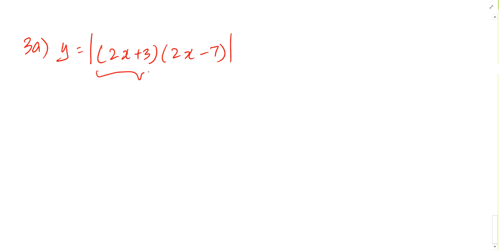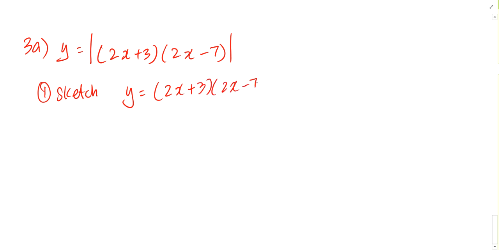What is inside the modulus? Quadratic, right? The inside of the modulus is quadratic. So how can you give me a straight line? It has to be a parabola. So in order to sketch this, I must be able to sketch the parabola first. So first, sketch y equals (2x plus 3)(2x minus 7). Can you all do this?